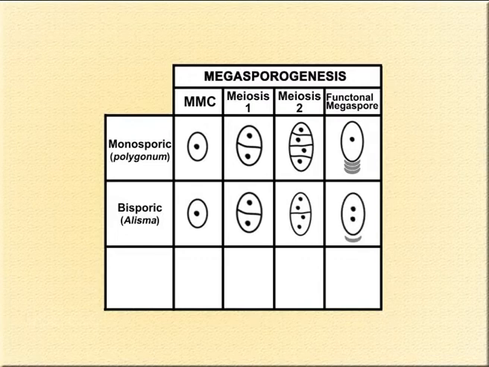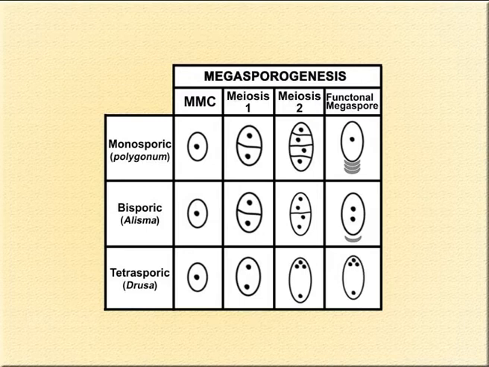Angiosperms exhibit 3 main patterns of megasporogenesis referred to as monosporic, bisporic, and tetrasporic. The 3 types differ mainly in whether cell plate formation occurs after these divisions, thus determining the number of meiotic products that contribute to the formation of the mature female gametophyte.